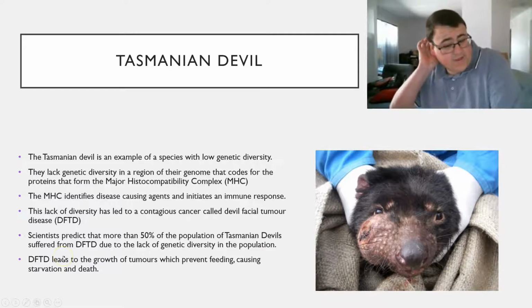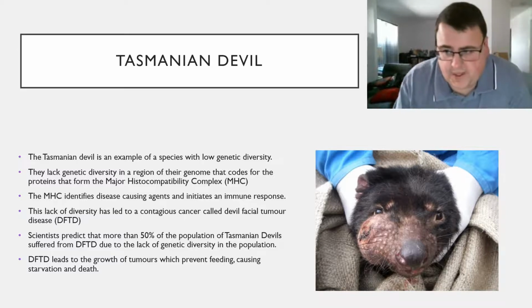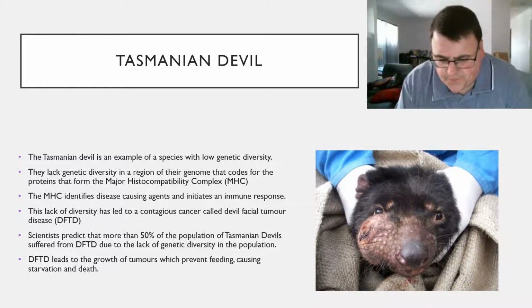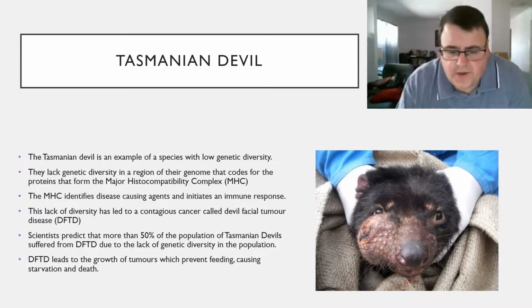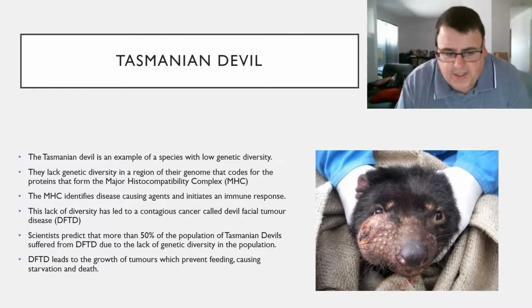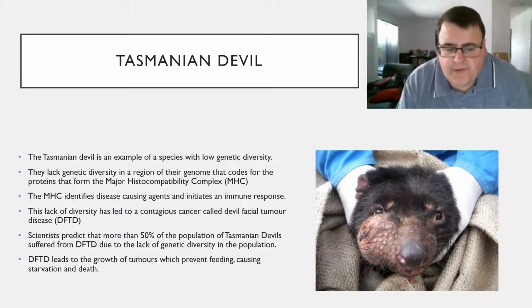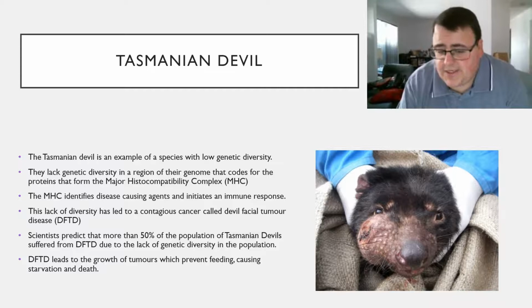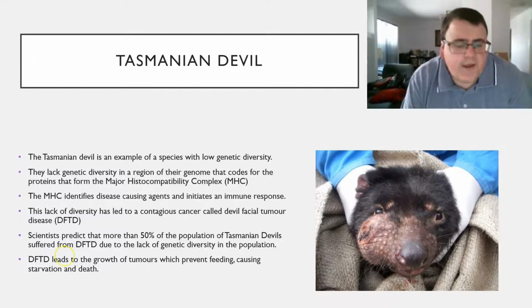Tasmanian devil. It's a good example of a species with low genetic diversity, so it's important that we have a look at this so that we can discuss examples of low genetic diversity. So Tasmanian devils lack genetic diversity in one region of their genome. That region of the genome codes for proteins that form the major histocompatibility complex, MHC. We've talked about that before. All the MHC does is identify disease-causing agents and initiates an immune response. We looked at that a lot in Year 11, if you can remember back to that.